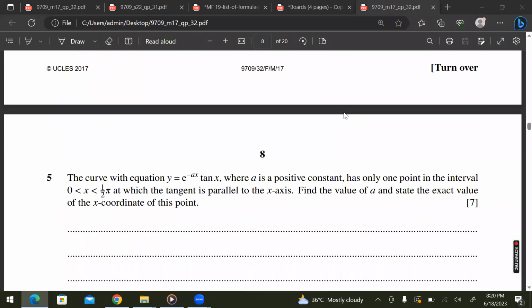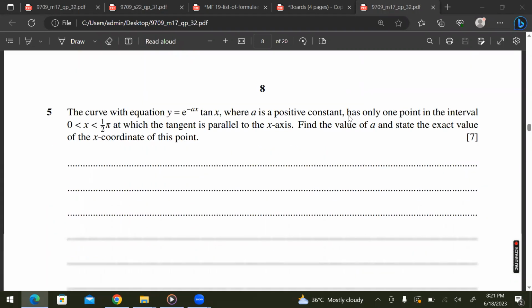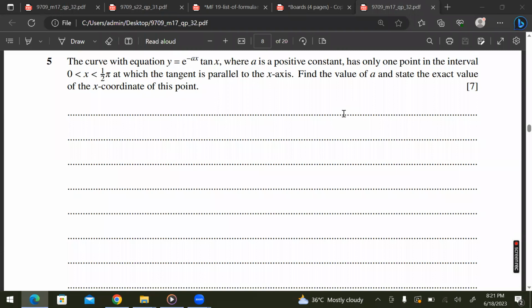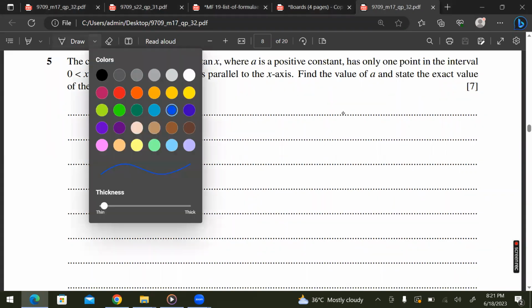This is a question from February March 2017, 9709, variant 32, question number 5. The curve with the equation y equals e raised to the power minus ax times tan x, where a is a positive constant, has only one point in the interval 0 to pi over 2, at which the tangent is parallel to the x-axis. Find the value of a and state the exact value of the x-coordinate of this point.